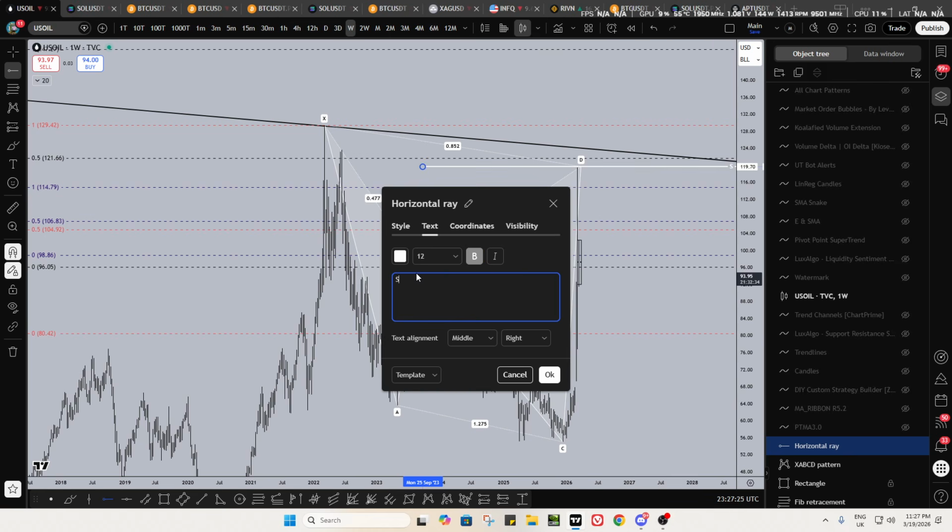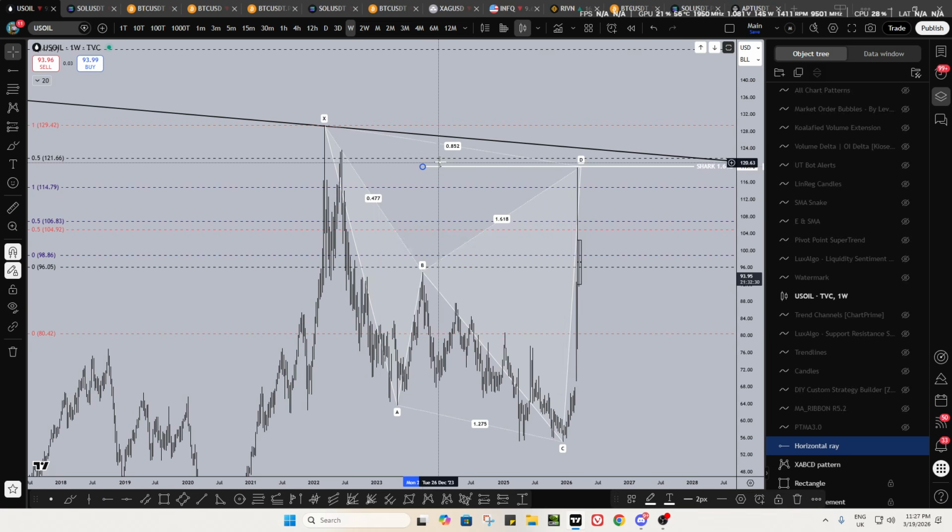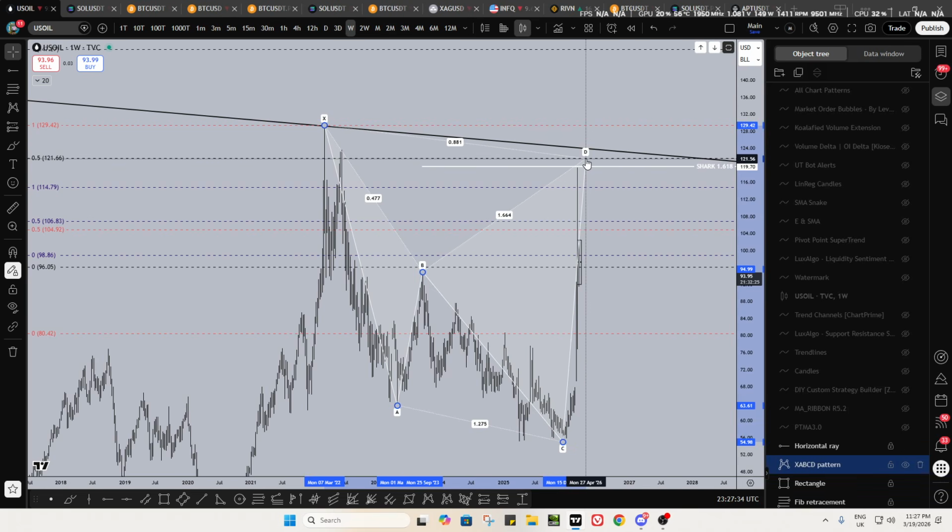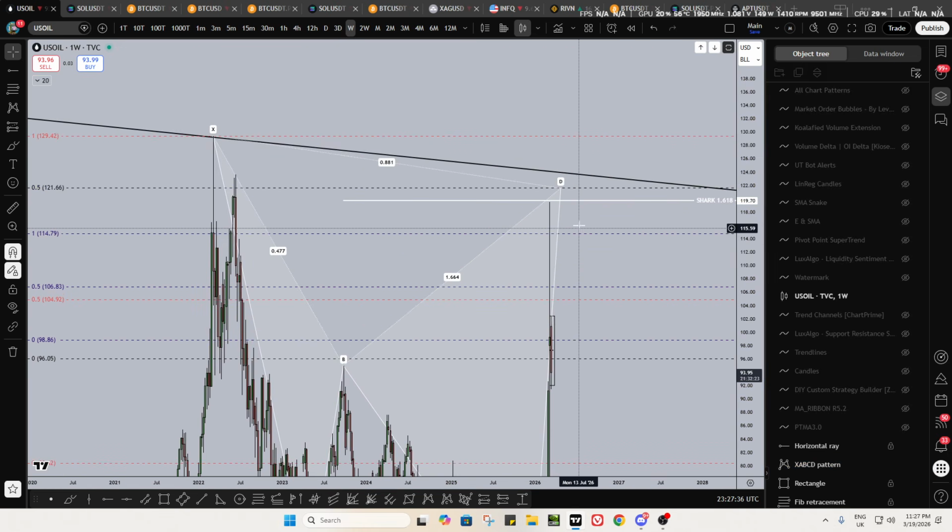This is the Shark 1.618, and then let's just see if we can ping the 886 as well. Just about front ran that PRZ, right? There it is.